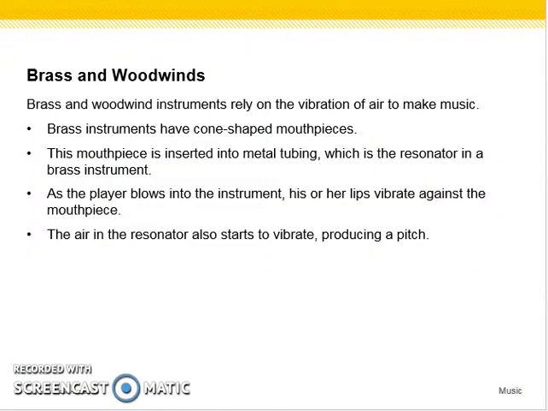Next thing you need to write down, brass and woodwinds. Brass and woodwind instruments rely on the vibration of air to make music, and you'll need this whole slide. Brass instruments have cone-shaped mouthpieces, and this mouthpiece is inserted into metal tubing, which is the resonator inside of a brass instrument. As the player blows into the instrument, his or her lips vibrate against the mouthpiece, and the air in the resonator also starts to vibrate, producing pitch.